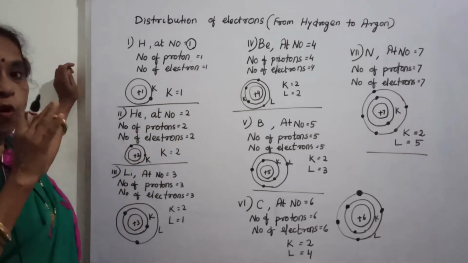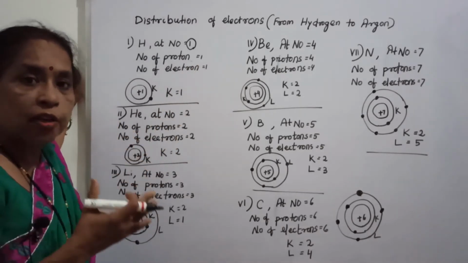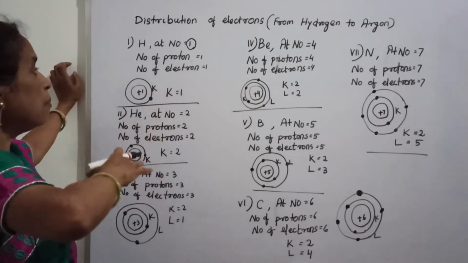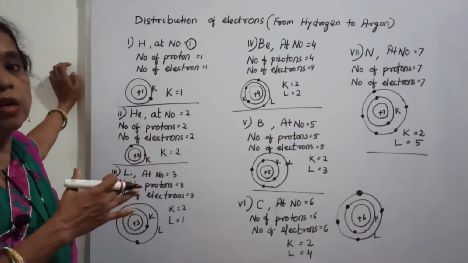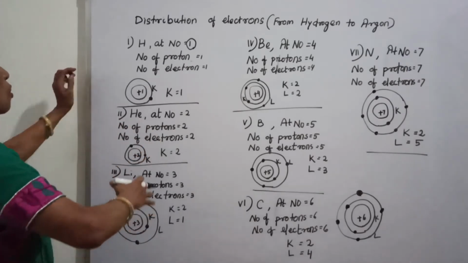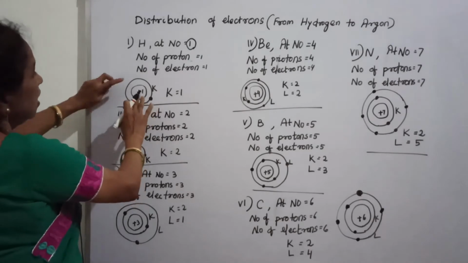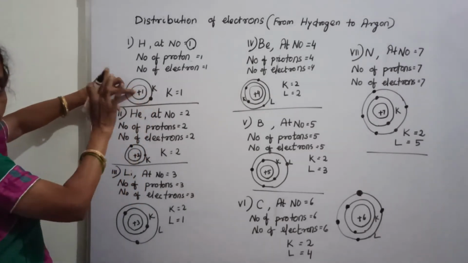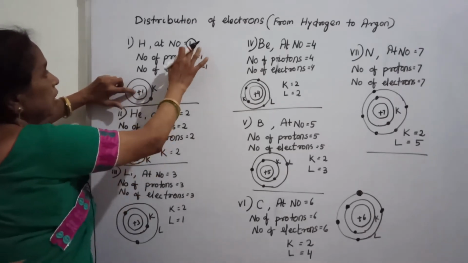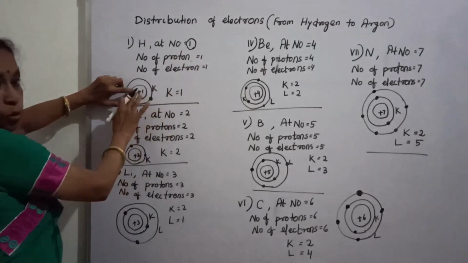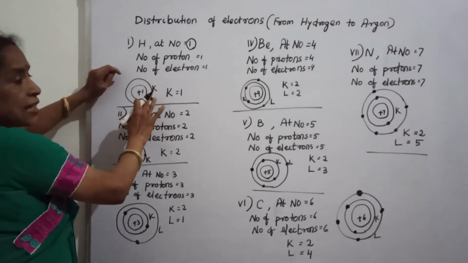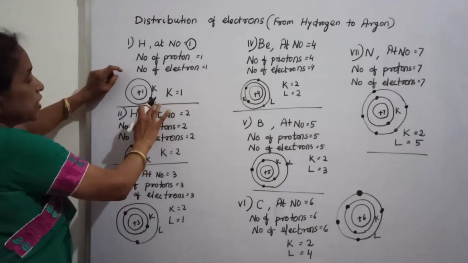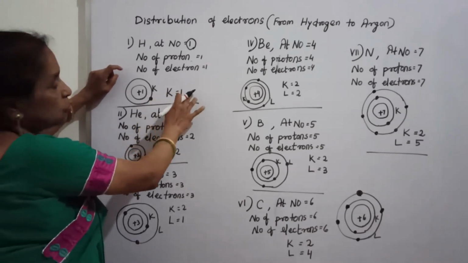What is atomic number? Atomic number indicates the number of protons, and the number of protons is equal to the number of electrons. So how can you arrange them here? In the middle, the protons are represented by a plus positive sign. Atomic number 1 means 1 proton, so it is plus 1. Now it is the K cell, and since there is only 1 electron, it is represented as K equal to 1.